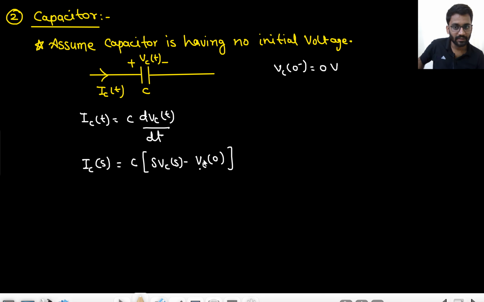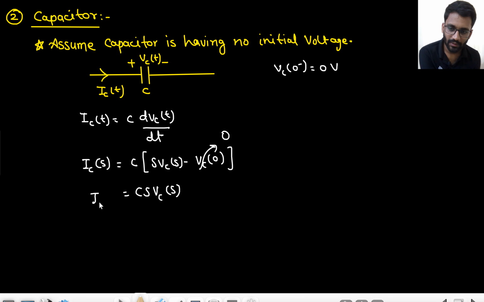Now what is the value of this? This is 0 only. This is time domain. I am writing about VC(t), okay? So this is 0 only, right? So what do you end up with? C S VCS, that is your ICS. So if I am talking VCS by ICS, that means Z of S equals 1 by S.